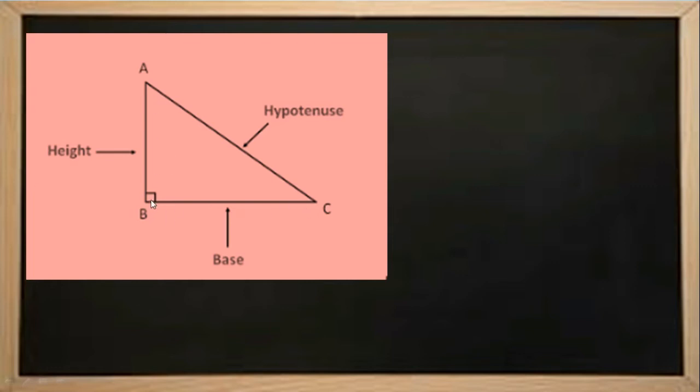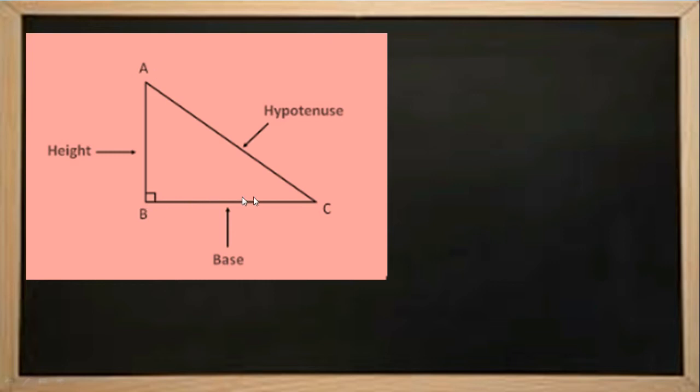In the given figure, triangle ABC, angle B is 90 degree. So in a right angle triangle, if one angle is 90 degree, then the side opposite to the right angle is called the hypotenuse. In this example, angle B is 90 degree, hence the side opposite to angle B is AC, which is called the hypotenuse. And the remaining two sides, that is the sides containing the right angle, are called the arms of the right angle, BC and AB.